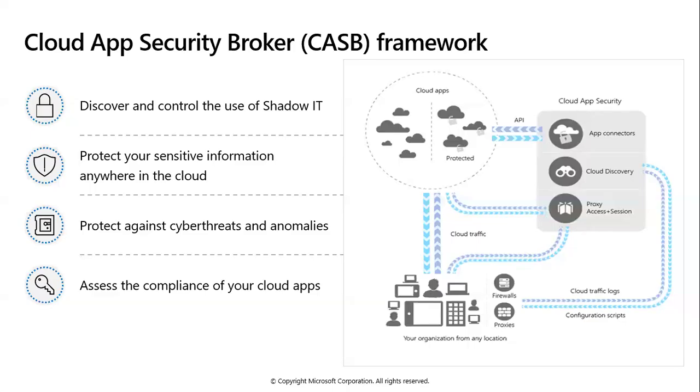So with this Cloud App Security Broker, CASB framework, we can protect our data that is available in cloud apps. Also, it is going to protect against cyber threats and anomalies. So detect unusual behavior. Sometimes your application is going to behave unusually, and unusual things they are going to do automatically, right? Correct or not?